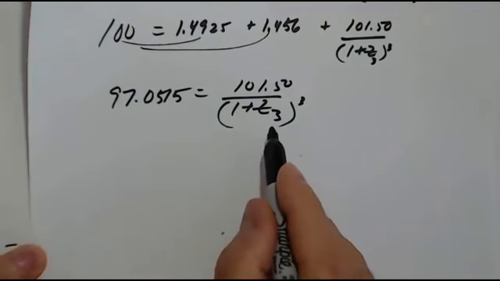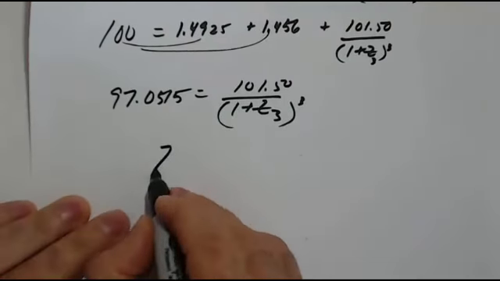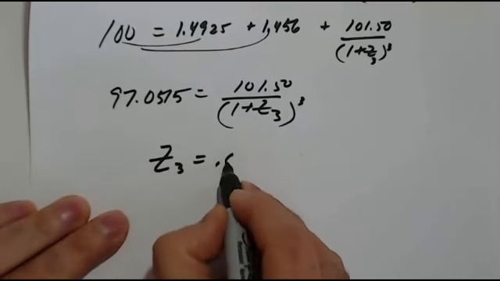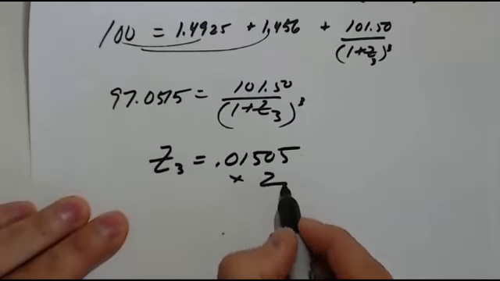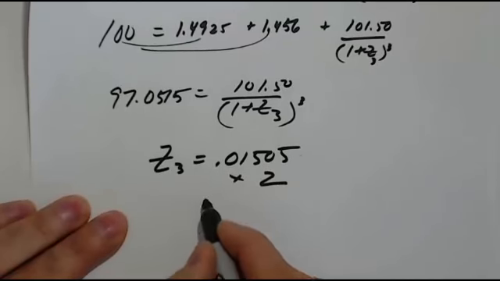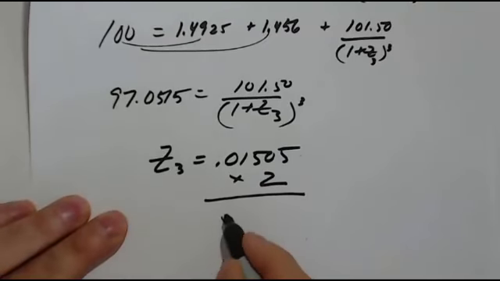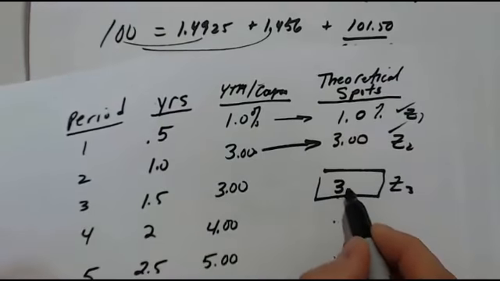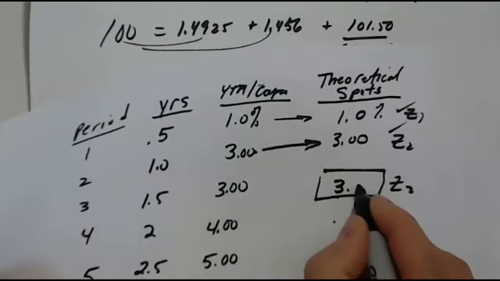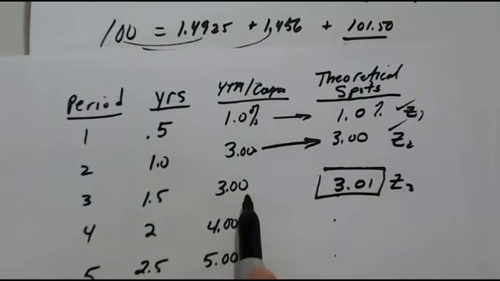Solve for Z3. And when you get Z3 equals 0.01505, but that's on a semi-annual basis. So multiply it by 2, and you'll get 0.0301. So that's our spot, Z3, on an annual basis: 3.01. Now, not very different from the actual coupon, so that doesn't do a whole lot for us.